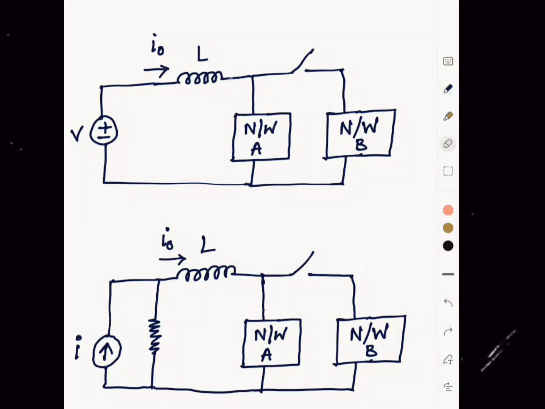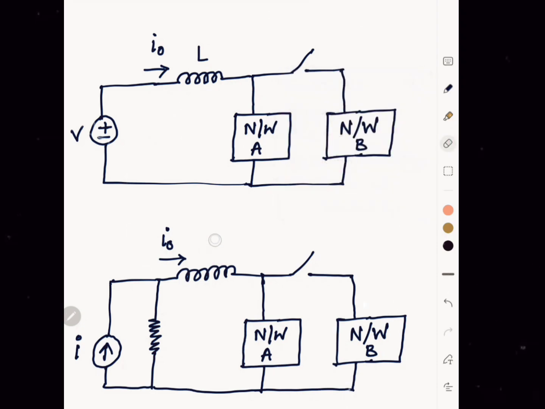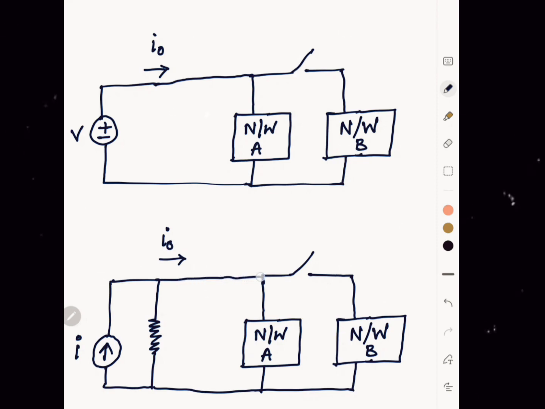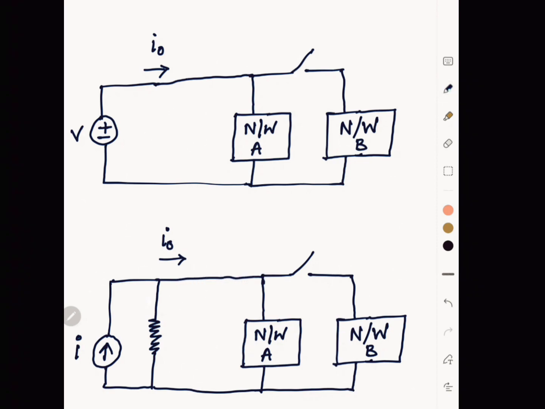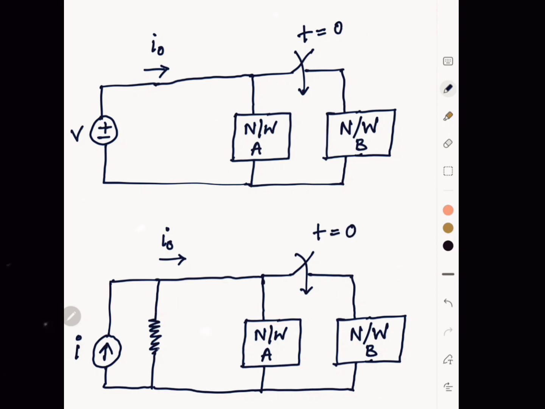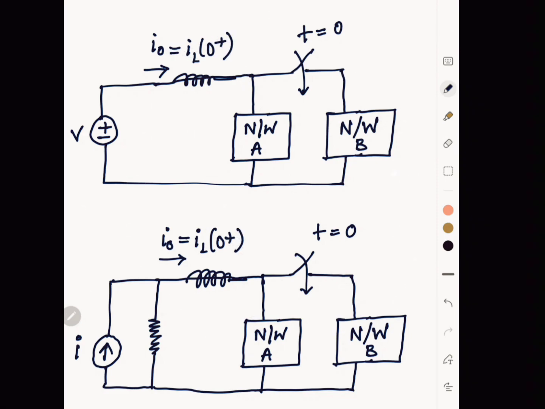Before going to the main circuit, let's talk about some key points about the inductor present in a switching circuit. When the switch is open in both the circuits, let us assume current I0 is flowing through the shorted inductor just before the instant of switching. In both circuits, the value of I0 might be different. Once the switch is closed at t equal to 0, the inductor current at t equal to 0 plus must be equal to the previous current value I0 because inductor current cannot change instantaneously.